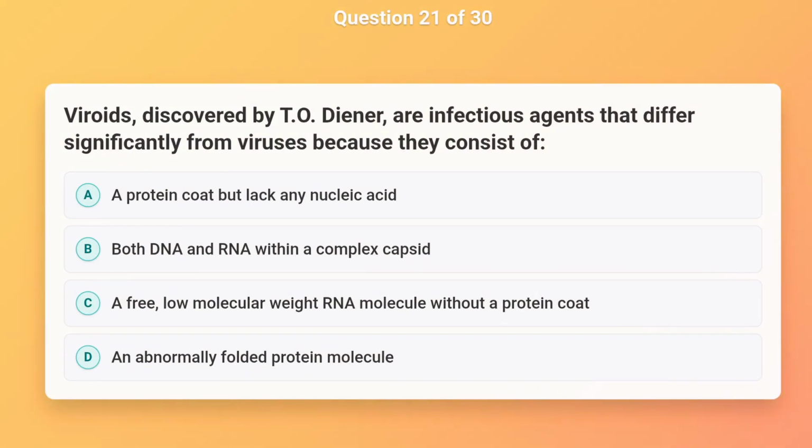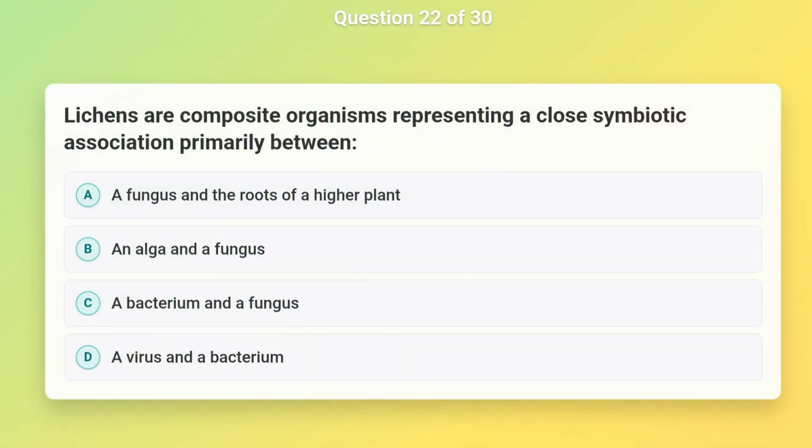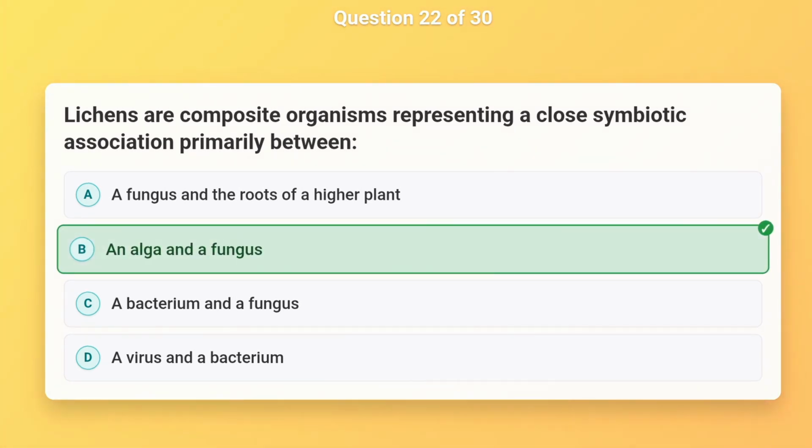Viroids, discovered by T.O. Diener, are infectious agents that differ significantly from viruses because they consist of a free, low molecular weight RNA molecule without a protein coat. Lichens are composite organisms representing a close symbiotic association primarily between an alga and a fungus.